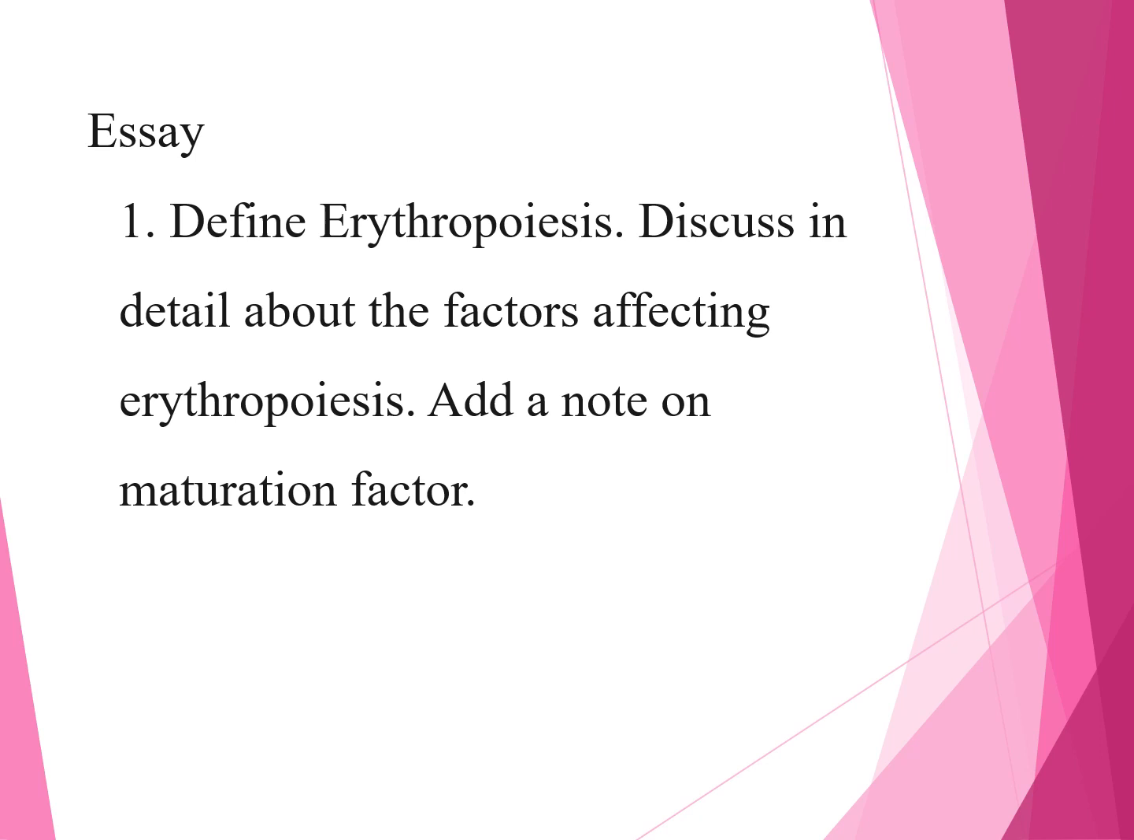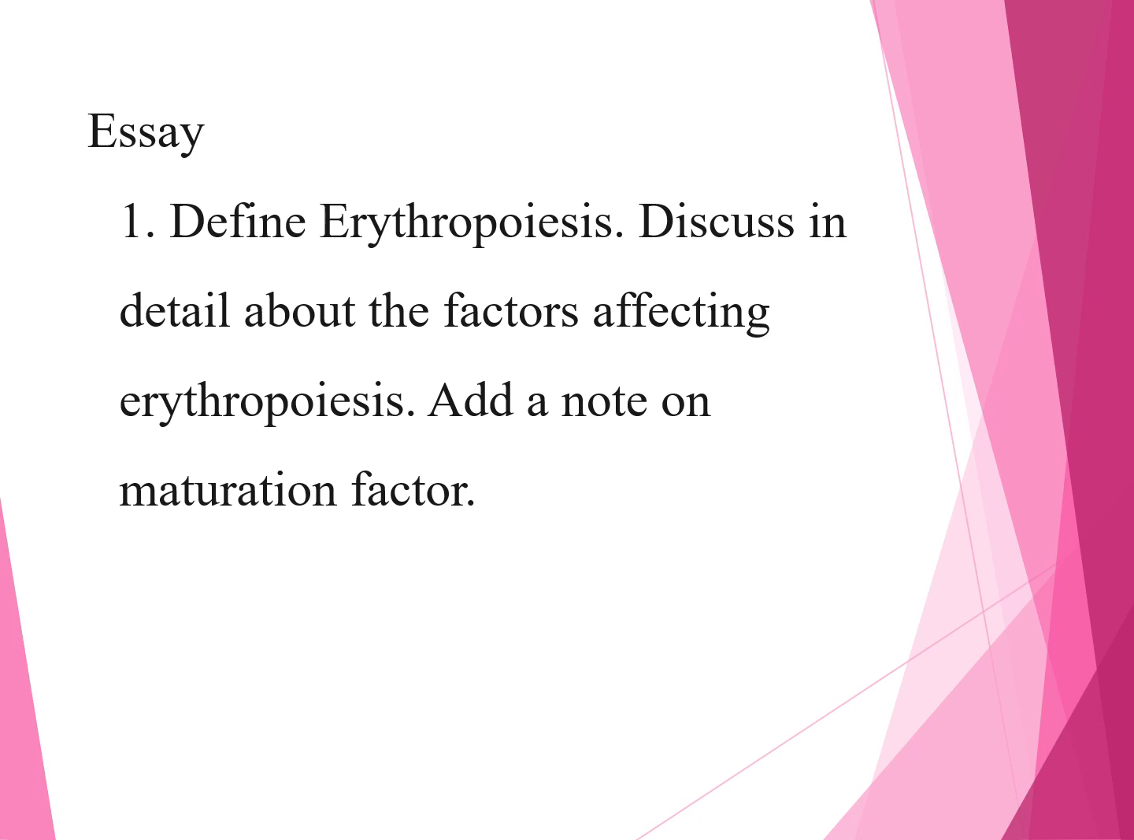Why have they given the question like this? Define erythropoiesis. Discuss in detail about the factors affecting erythropoiesis. Add a note on maturation factor. See here, if you write the definition alone, they will give two marks, and if you discuss in detail the factors affecting erythropoiesis, they will give 5 marks. Okay, and add a note on maturation factors. If you add the maturation factor, you will get full marks, 10 marks.